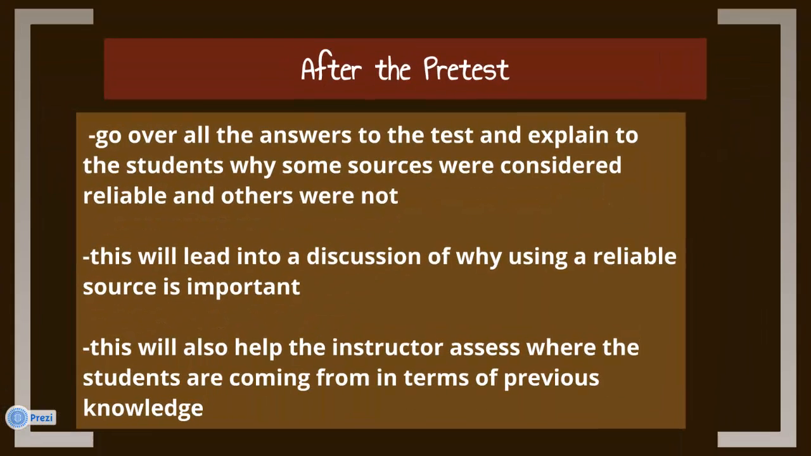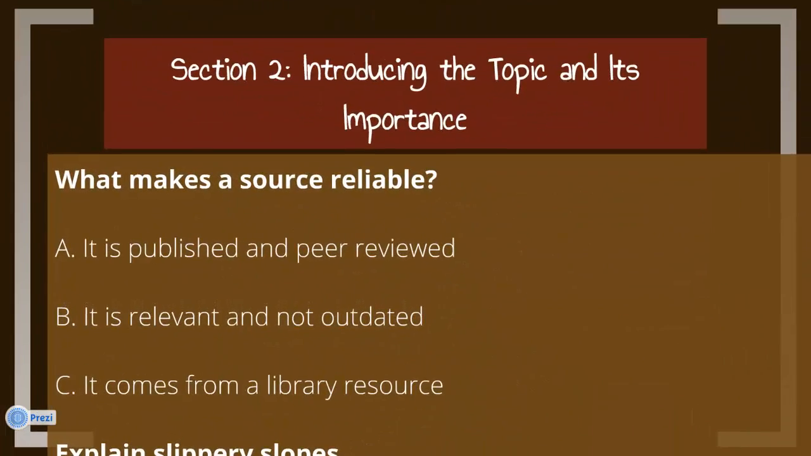After the pretest, go over all the answers to the test and explain to the students why some sources were considered reliable and others were not. This will lead into a discussion of why using a reliable source is important. Be sure to stress that there's a lot of misleading information out there, and students can be accused of plagiarism if they cite from the wrong sources. This will also help the instructor assess where the students are coming from in terms of previous knowledge.